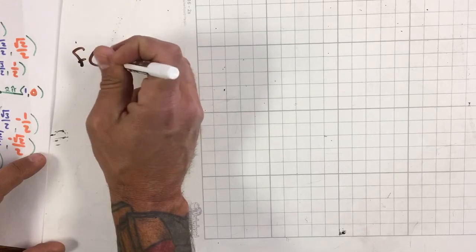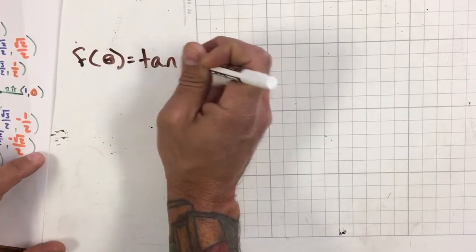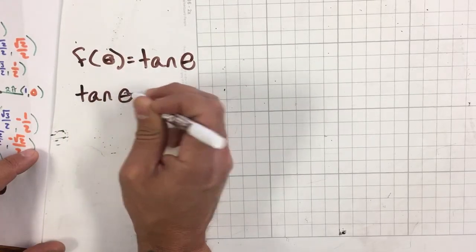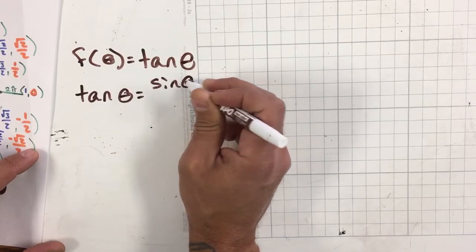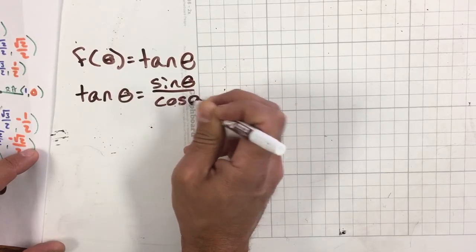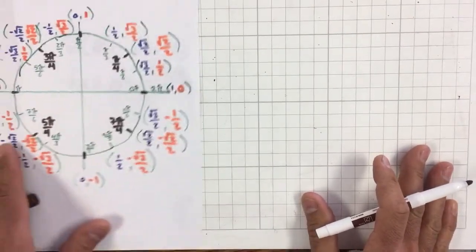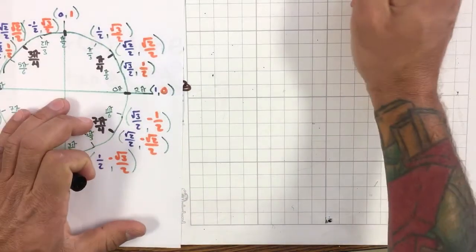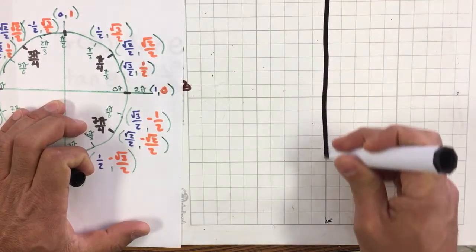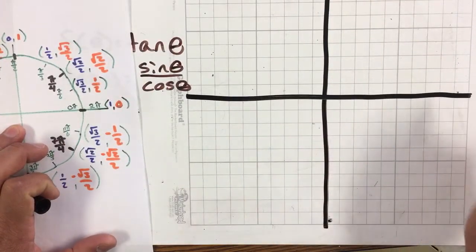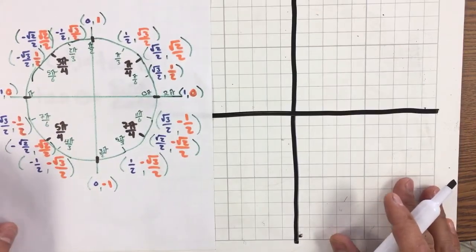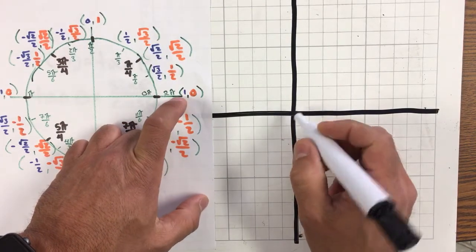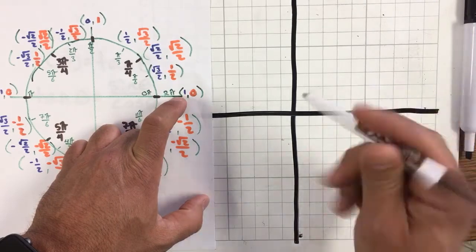If I have f of theta equals the tangent of theta, tangent of theta is equal to sine over cosine. So when I'm going around these, I'm going to do sine over cosine every single time. I'm going to be using these numbers. I am going to do the first couple, but then I'm going to assume that you get the point. So sine over cosine right here at 0 pi is going to be 0 over 1, which is 0. So I'm going to put a point right there.